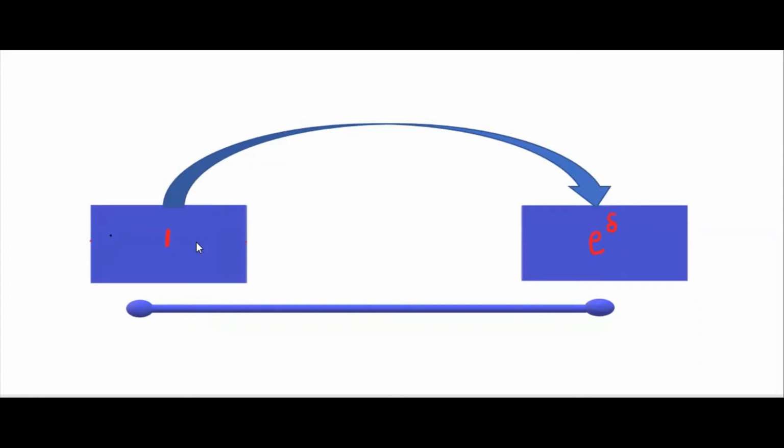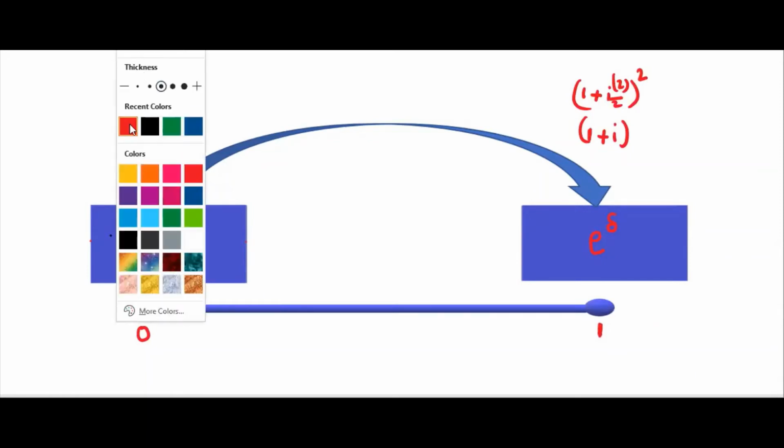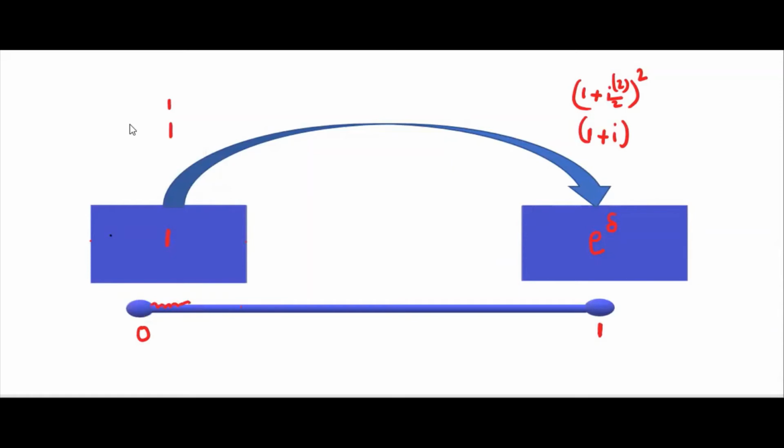If your money is compounded only once in a year, you get 1 plus i. If your money is compounded twice, you get 1 plus i2 by 2, power 2. If your money is compounded 4 times, you get 1 plus i4 by 4, power 4. That way it continues. And finally, if it grows every moment, it will grow every moment.